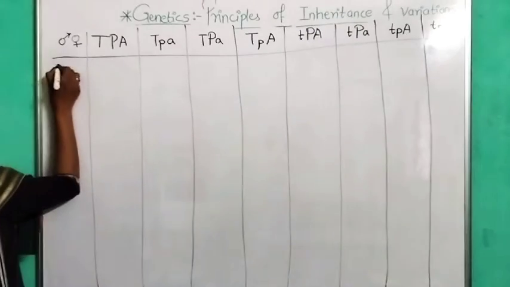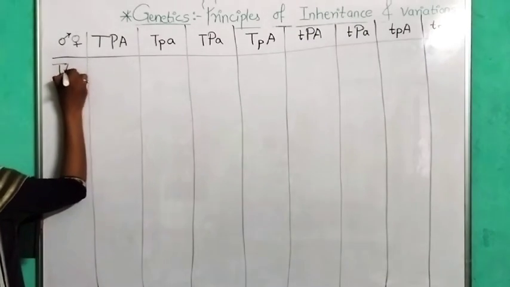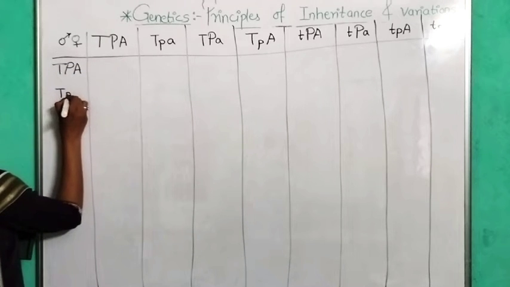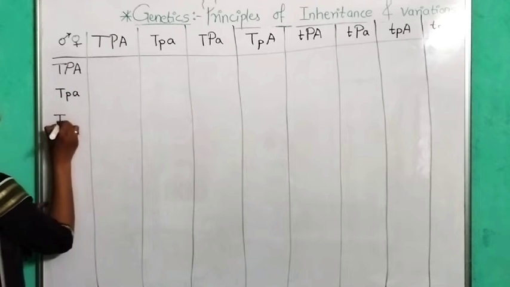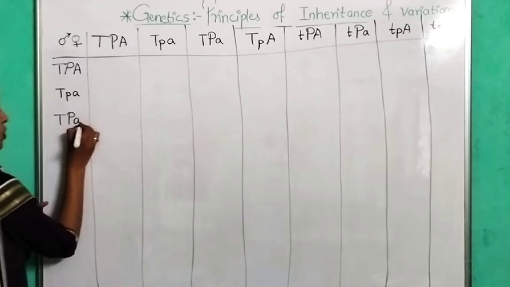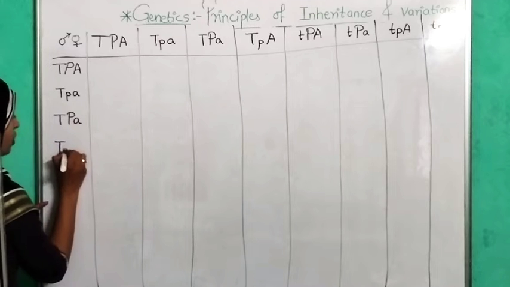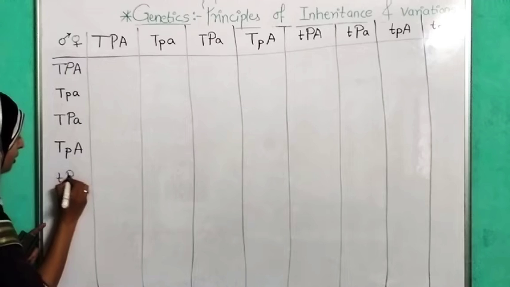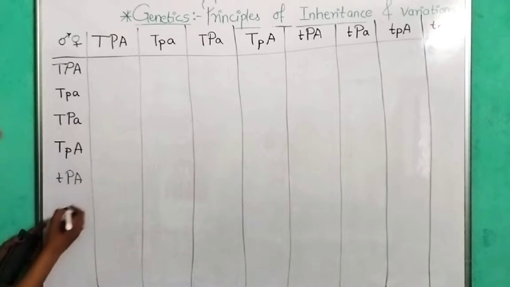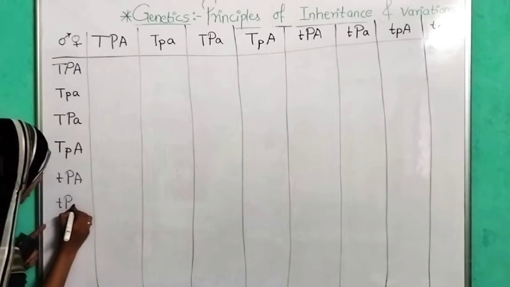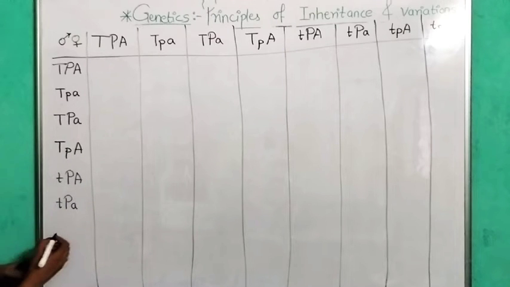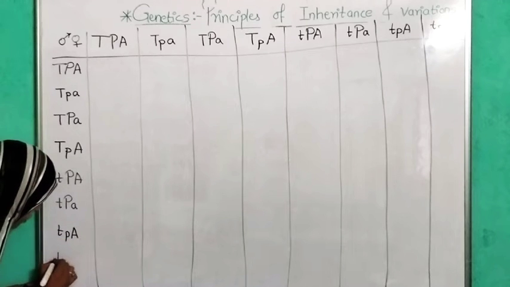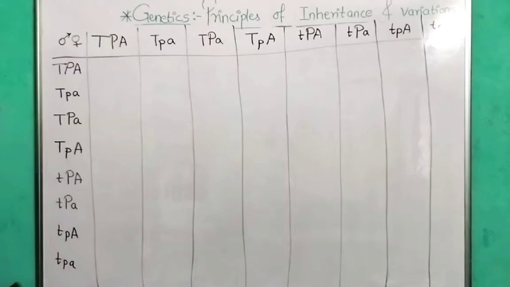Capital T, capital P, capital A; capital T, small p, small a; capital T, capital P, small a; capital T, small p, capital A; and then small t, capital P, capital A; small t, capital P, small a; then small t, small p, capital A; and small t, small p, small a.